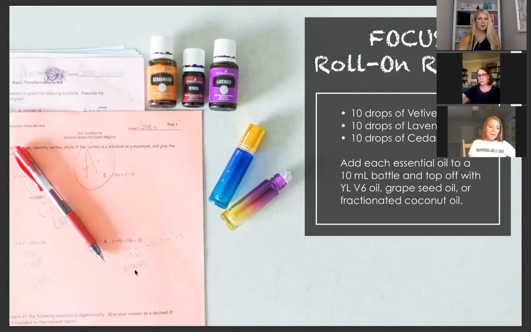Okay, so add 10 drops to an essential oil roller bottle, and you only need 10 drops of each, and then fill the rest up with a carrier oil and use it. It shows you little bottles, and you can also get those bottles from Amazon. That's a great source to get all those little roller bottles and things like that.